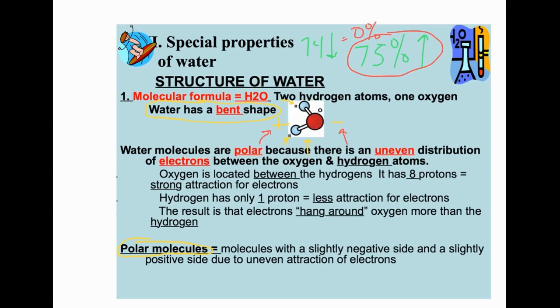Now, why that occurs, it's going to be down here. Electrons, those negatively charged electrons, are more strongly attracted to the oxygen. So they want to hang around the oxygen a lot more. So therefore, since oxygen has a lot of those negatively charged electrons flying around it, that side gets a negative charge. And the other side with the hydrogens gets a positive charge. So that's all a polar molecule is. It's molecules which have slightly negative sides and slightly positive sides. That's what makes them polar.